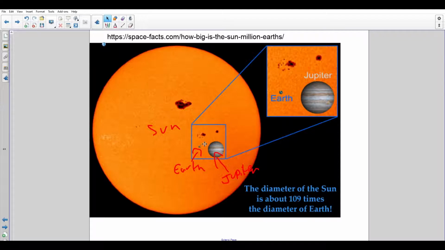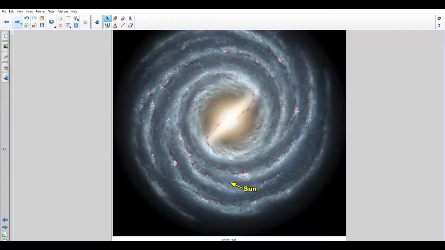So the Earth is tiny. It makes up a tiny, tiny proportion of all of the matter in even just our solar system. Most of what is our solar system is the Sun. Almost all of it is the Sun. And the rest of the planets make up just a really small proportion of everything else which makes up the solar system.